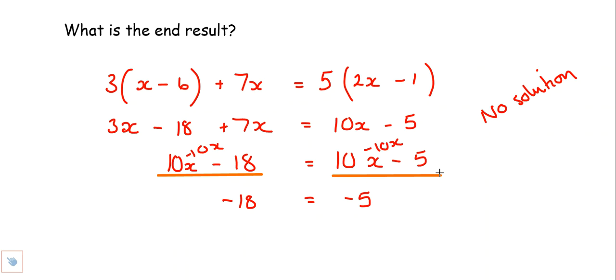Therefore, if two lines have the same gradient, the two lines are parallel, but not equal. And do two parallel lines ever meet? No. Not in our plane.